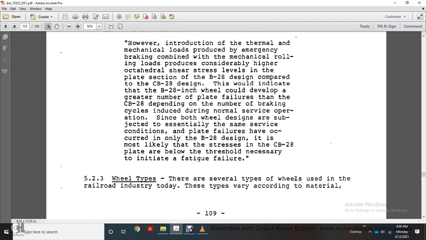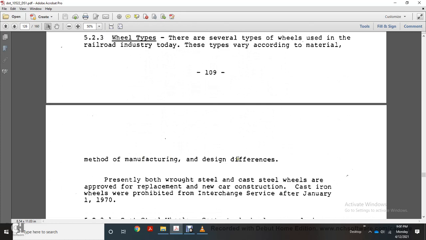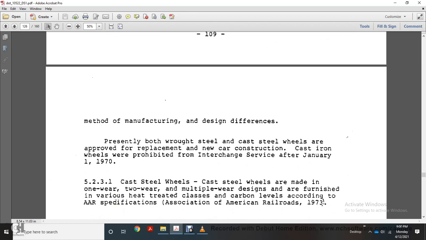5.2.3 Wheel types. There are several types of wheels used in the railroad industry today. There are varied types according to the material, manufacturing and design differences. Presently, both wrought steel and cast steel wheels are approved for new car construction. Cast iron wheels are prohibited from interchange service after January 1st, 1970.